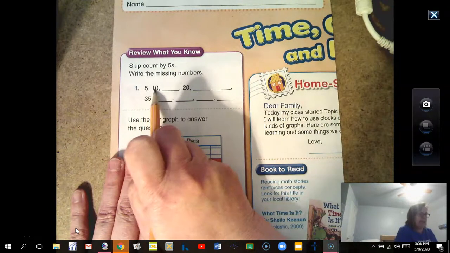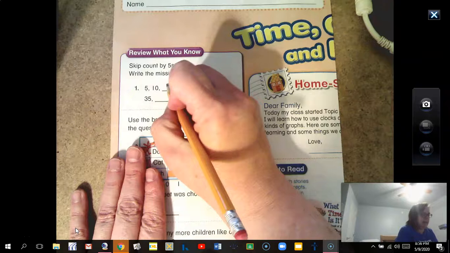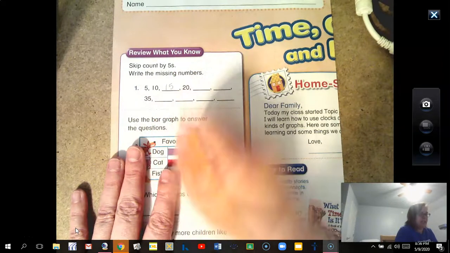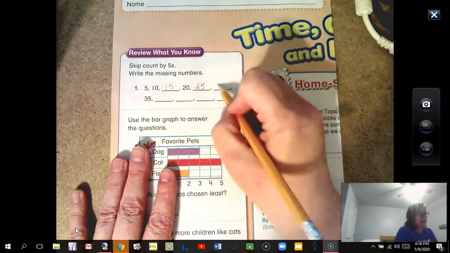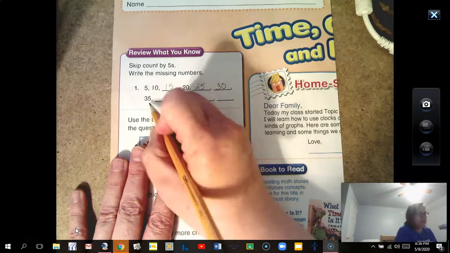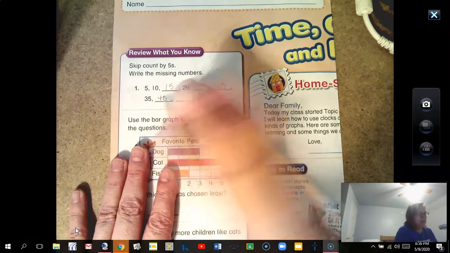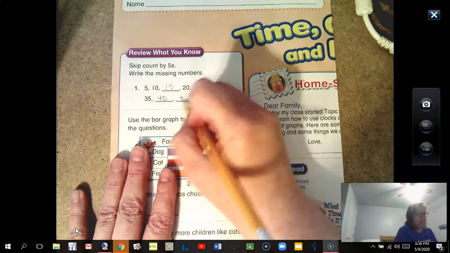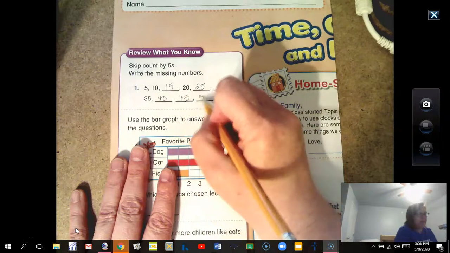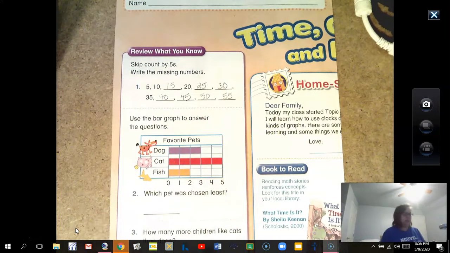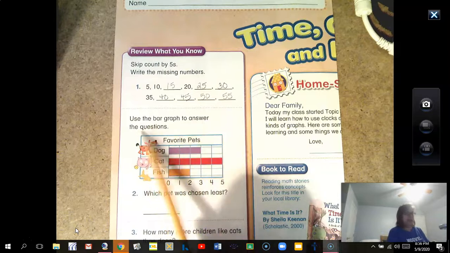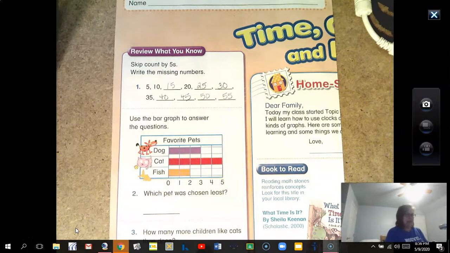5, 10, say it with me, 15, 20, 25, 30, 35, 40, 45, 50, 55. And it says use the bar graph to answer the questions.